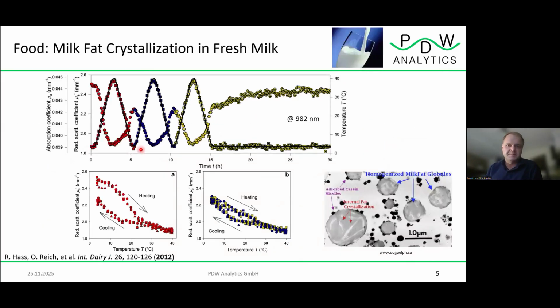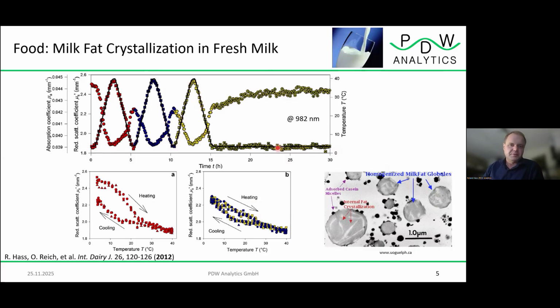The first example which I want to show, and this is not so relevant for bioprocessing, but I want to show you one effect of the separate determination of absorption and scattering. That's simply the milk fat crystallization in fresh milk. Fresh milk means 3.5% fat, the one you take into your coffee, for example. When you take that out of the fridge, it was maybe at 5 or 6 degrees C, and you heat the milk up. This is the black line here, the temperature of the milk.